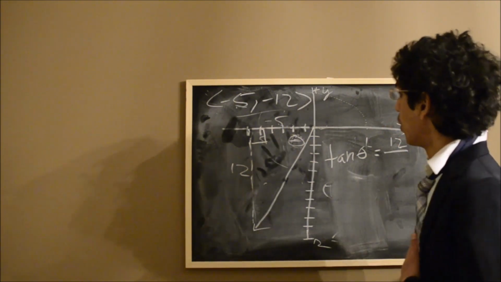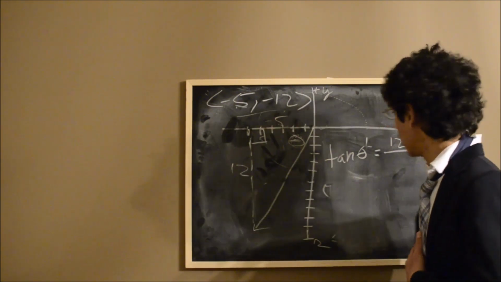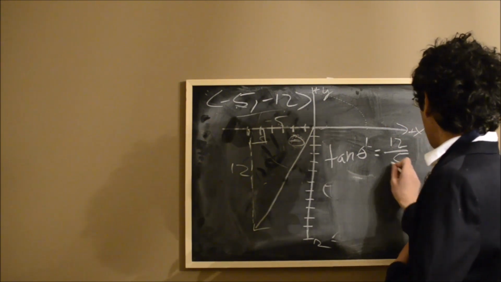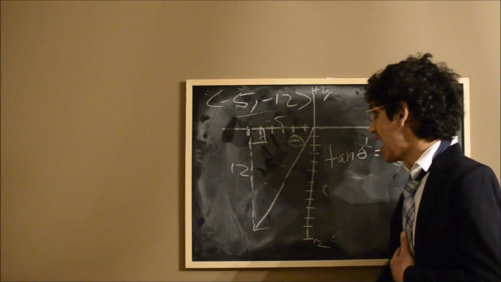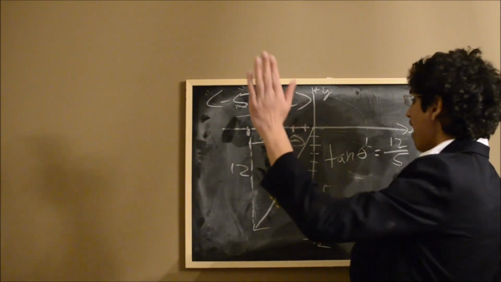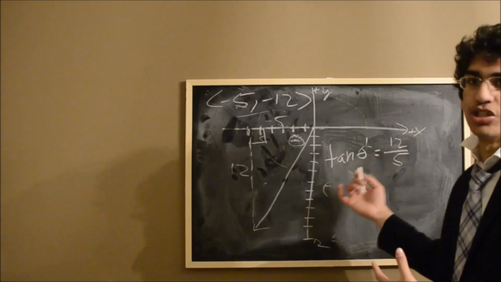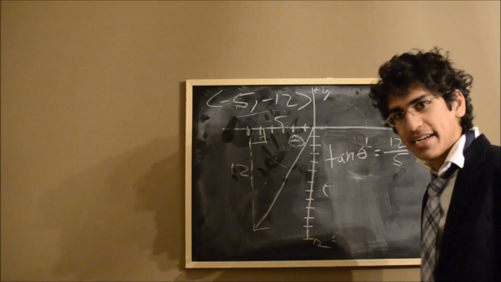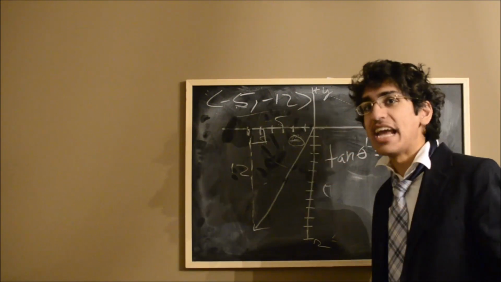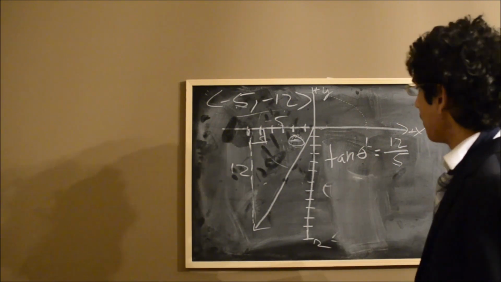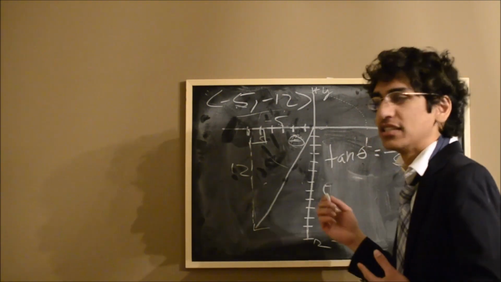12. What's the length of the adjacent? 5. So we know the tangent of this angle is 12 over 5. Now, we have this relationship. How do we isolate theta? You use the inverse tangent function. So what I do is I take the inverse tangent of both sides.